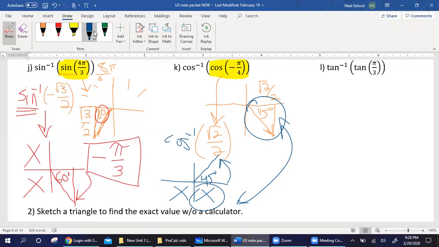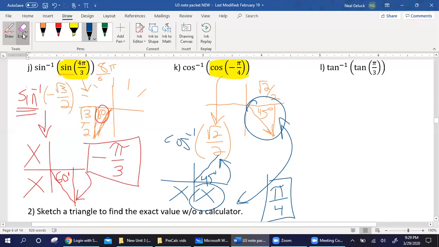So the angle to that first quadrant is pi over 4. So same reference angle, but not necessarily always the same angle. I'm going to erase these. I can do the last one, maybe.